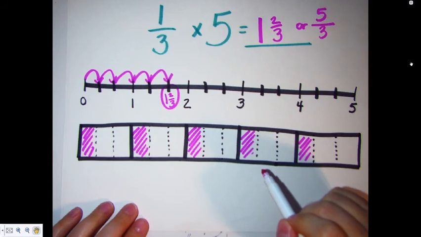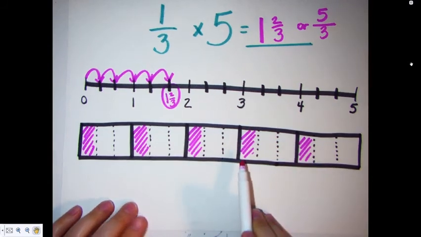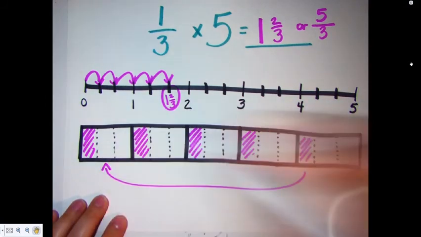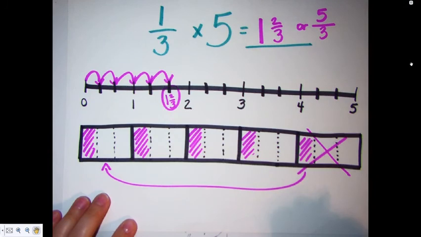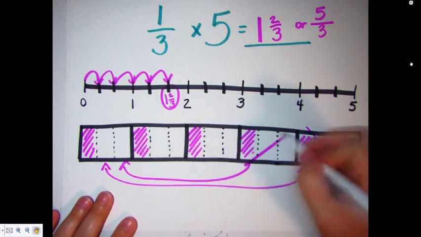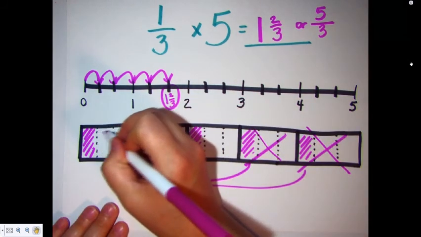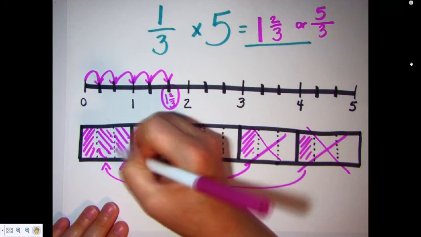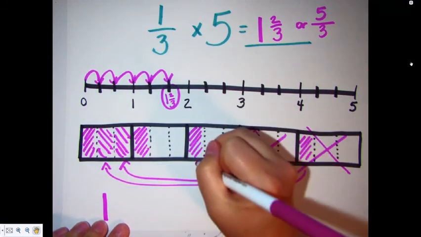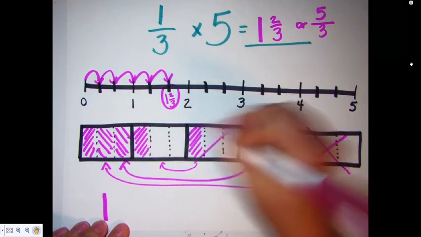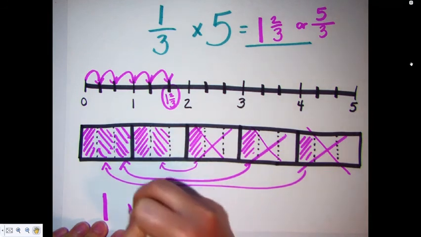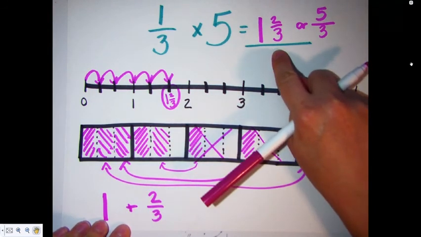I can kind of use visualization to move some of these pieces around. So if I took this third, I could move it to this blank space and get rid of this. I could take this third and move it to this blank space and get rid of this. That means that this whole thing would be full. So that would be 1 whole. And then I could already see that I have 2/3 left over. I could even move this if I wanted to, get rid of this one. And this would be 2/3, which is what we got up here, 1 and 2/3.